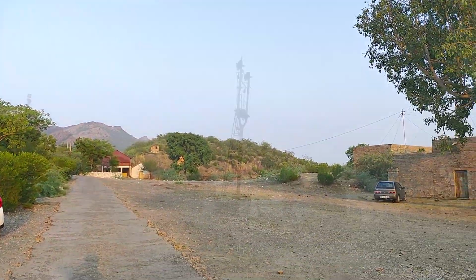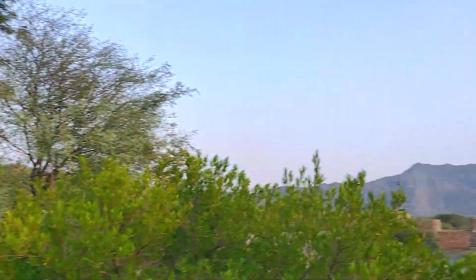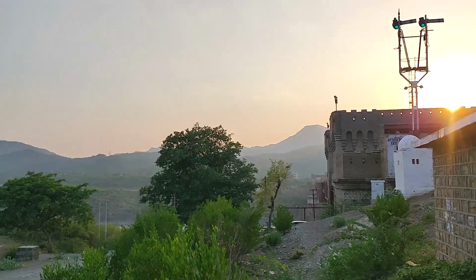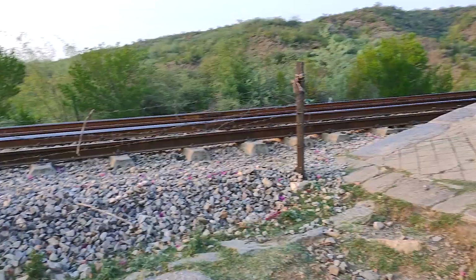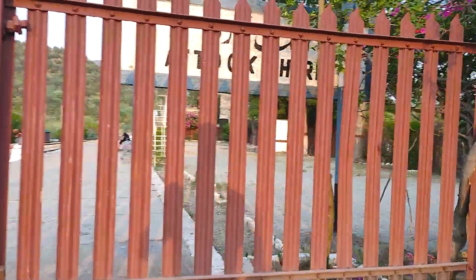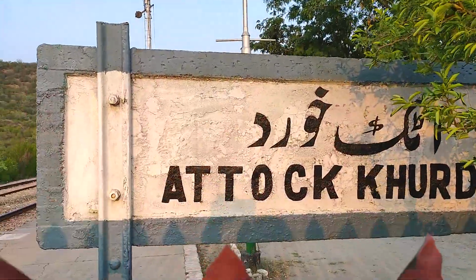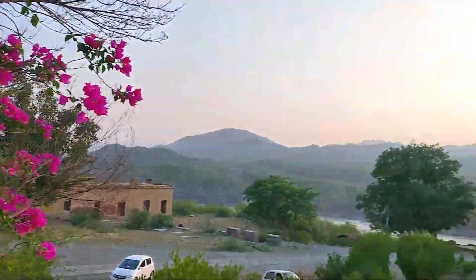As you can see the flag. These are the signals which are used even today for the railway traffic. Now the diesel trains are running. Before, the steam trains would run on top of these bridges, and now the diesel trains imported from USA and China are running as broad gauge. This is the Attock Khurd railway station, the board, as you can see.